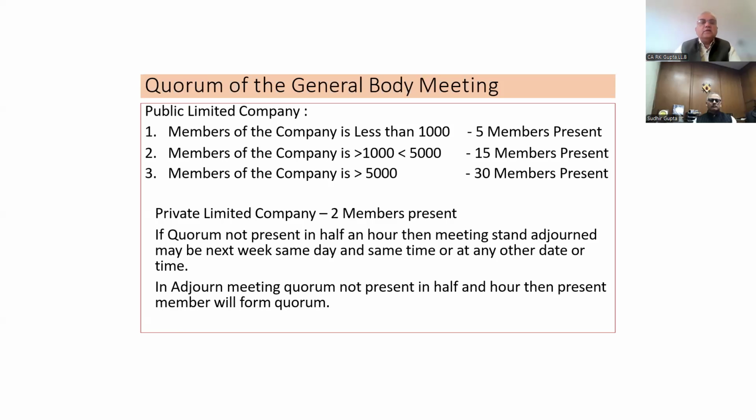Now quorum. There is a question on quorum also. Sometimes they ask questions on quorum. So quorum of the general body meeting in case of a public limited company: if the members of the company are less than 1000, it is 5 members present. If members of the company are between 1000 to 5000, then 15 members present. And if the members of the company are more than 5000, then 30 members present.